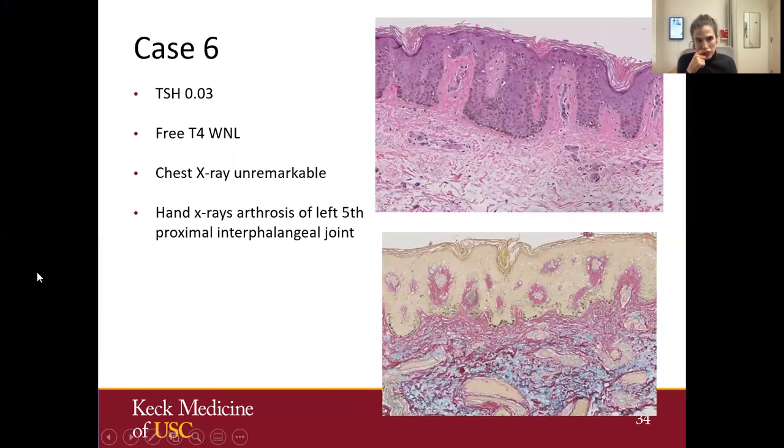So his TSH was 0.03, his free T4 was within normal limits, his chest x-ray was unremarkable, and he had some arthrotic changes of his fifth proximal interphalangeal joint, but his hand x-rays were not that exciting. We biopsied him, and on the biopsy you could appreciate a lot of mucin and dermal sclerosis. The lower image there is the colloidal iron stain. That blue stuff is highlighting the mucin in the dermis. So he had a lot of mucin. You can forward the slide.